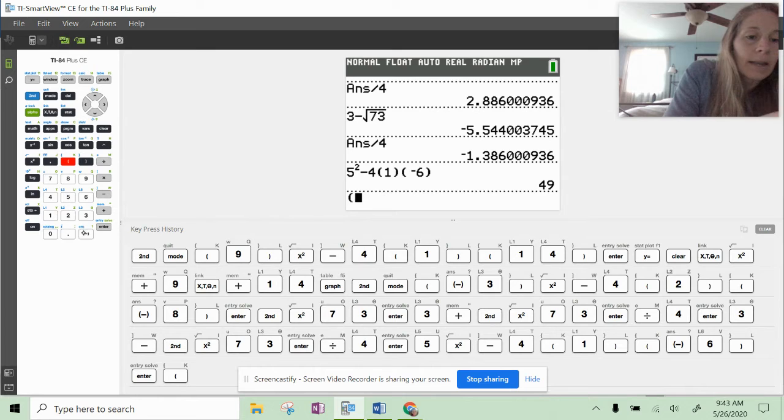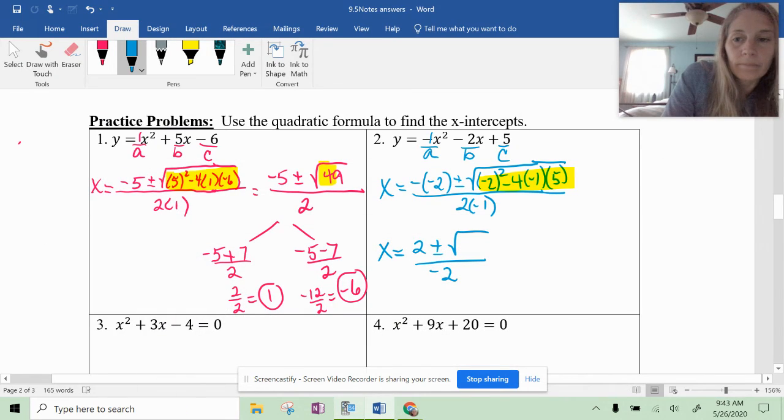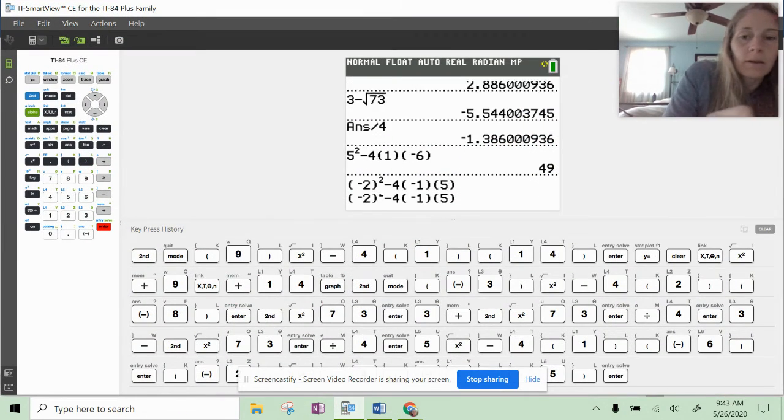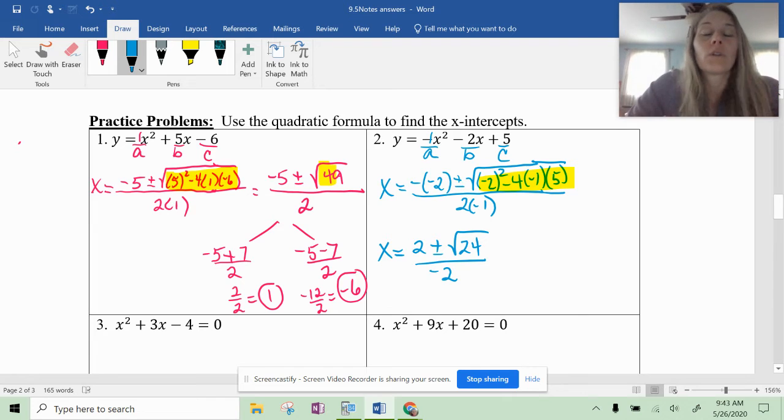So I have negative 2 squared minus 4 times negative 1 times, I think it was positive 5, right? Yes. And that gives me 24. Now, 24 is not a perfect square. If you're not sure, go to your calculator and try the square root of 24, and you'll realize it's not a perfect square.